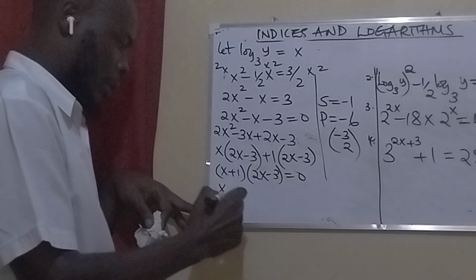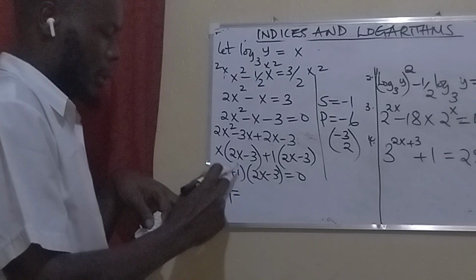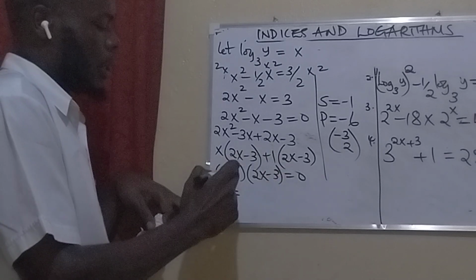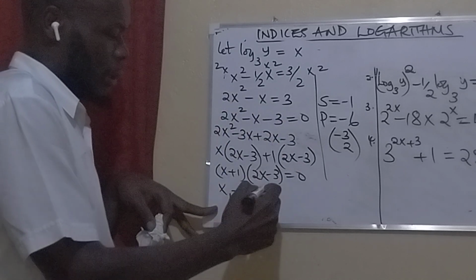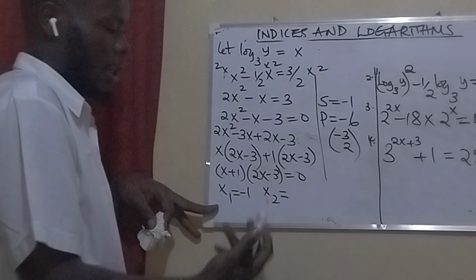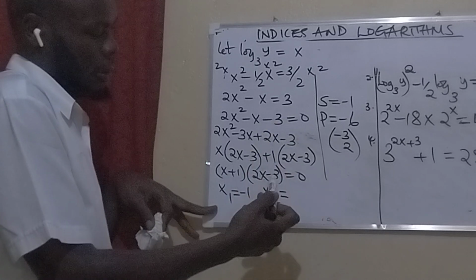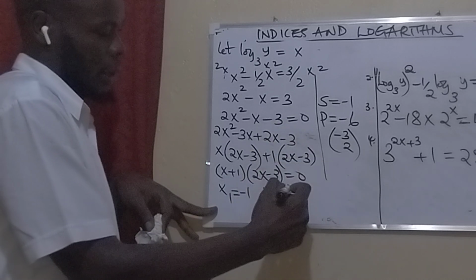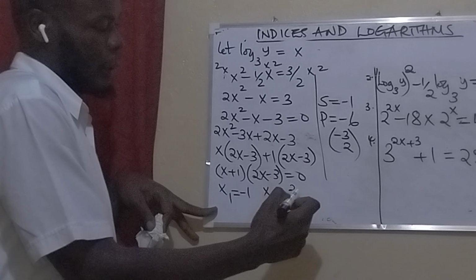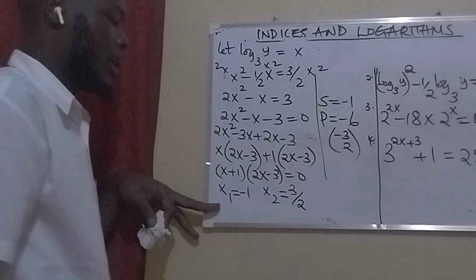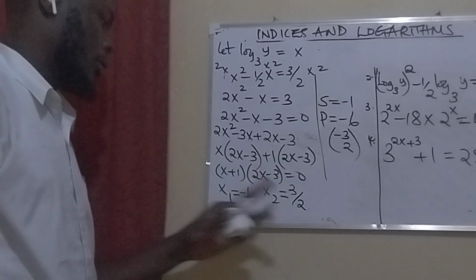So the value of x1, x plus 1 equals to 0. So plus 1 to the other side, you get -1, then x2. So you'll have 2x minus 3 equals to 0. So -3 to the other side becomes positive, then divide by 2. x2 is 3 over 2.